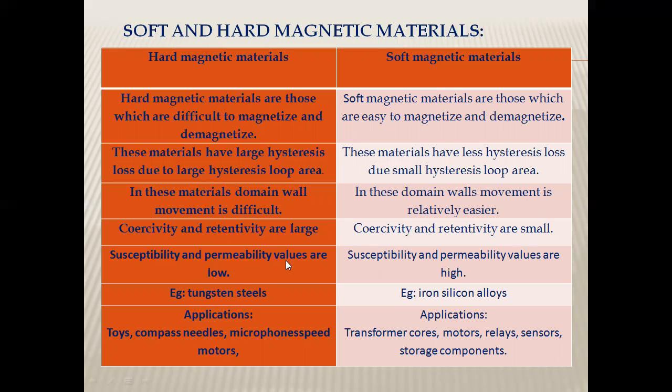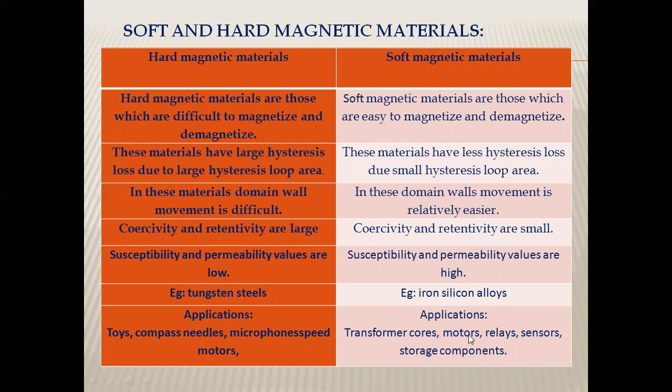Coming to the susceptibility and permeability values, those will be low for the hard magnetic material, whereas they will be high for the soft magnetic materials. Tungsten steel is the best example for hard magnetic materials, whereas iron silicon alloys are the best examples for soft magnetic materials. Since hard materials are not easily magnetized and demagnetized, they are used for compass needles, toys, permanent magnets, microphones, speed motors, and so on.